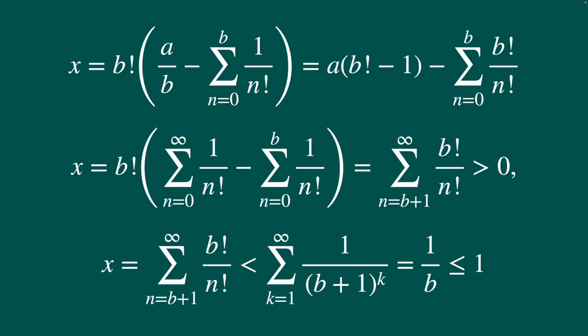And so we have our contradiction, right? As that first line implied x was some integer, and then these next two implied x was between 0 and 1. And so obviously both of those can't be true since there's no integer between 0 and 1. And so yeah, we're done.